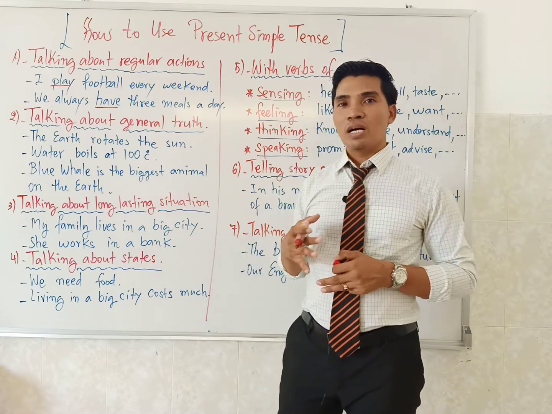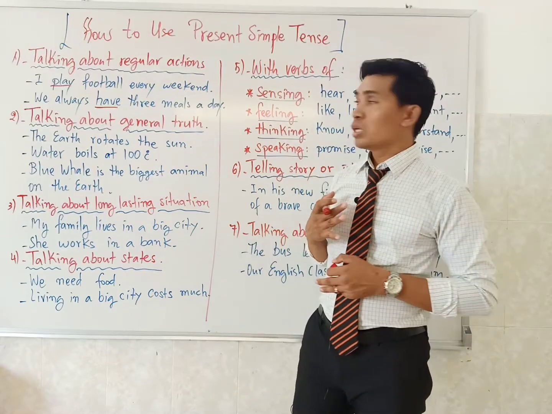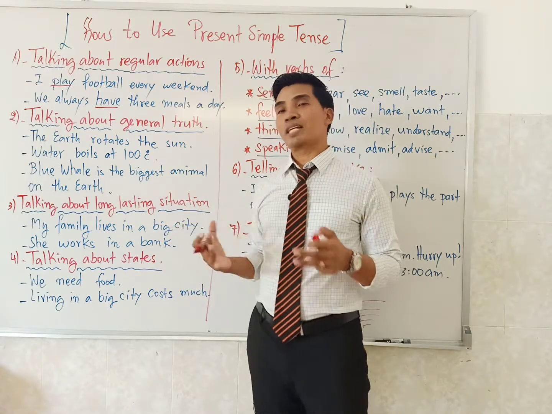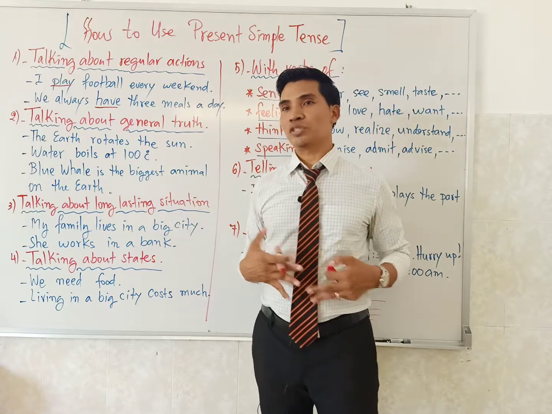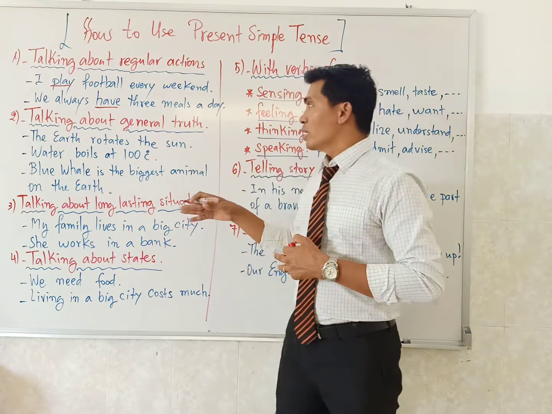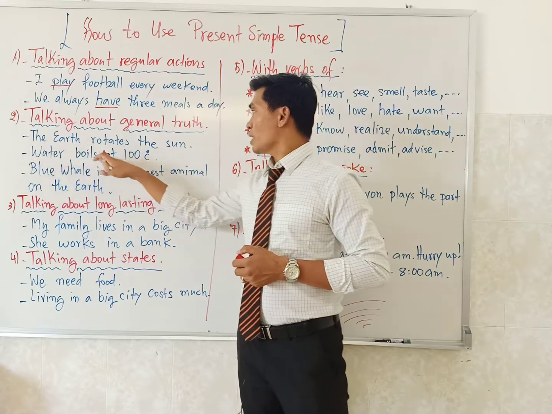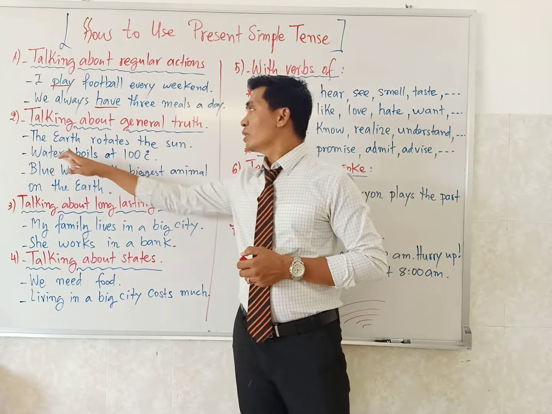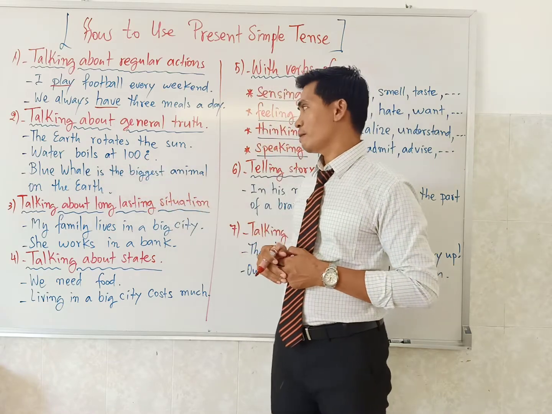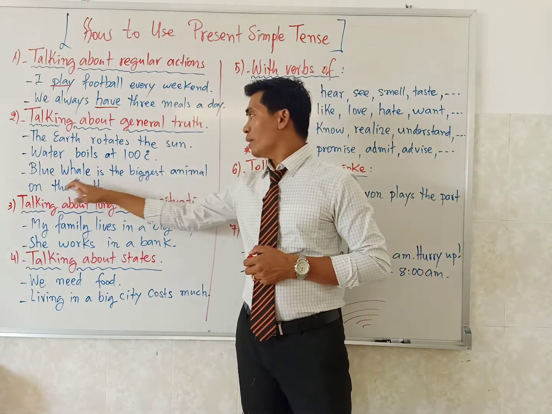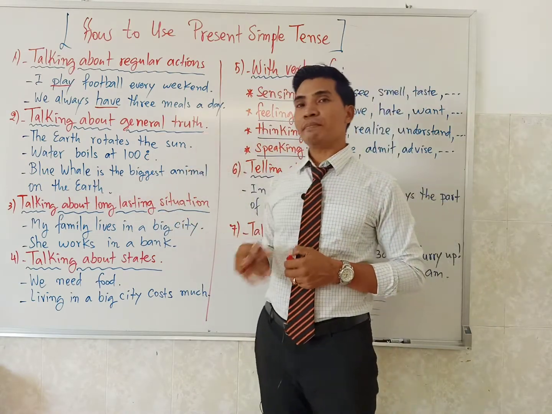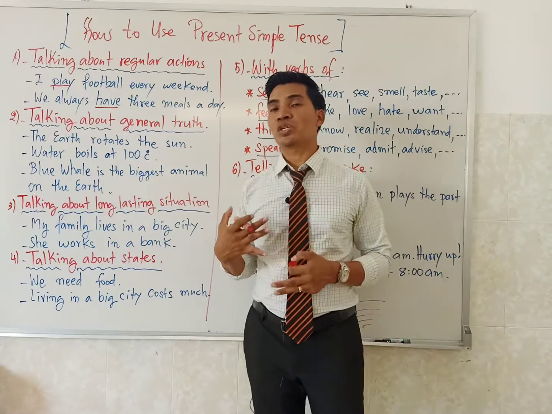Okay, so point number 2, talking about general truth. So we use the present simple tense to talk about general truth. Okay, so just like something that happens in nature, truth in nature. I have 3 examples here. The earth rotates around the sun. The water boils at 100 degrees Celsius. Blue whale is the biggest animal on the earth. Okay, so here are the examples to express something that is general truth.